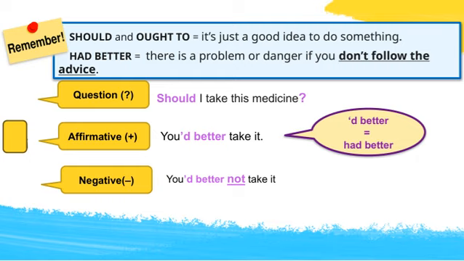you don't follow the advice. It's more serious than just suggesting something. So in summary, 'd better and had better are useful for giving advice that's important, especially when ignoring it could lead to problems. They're stronger than should or ought to, which are more about good ideas or suggestions.